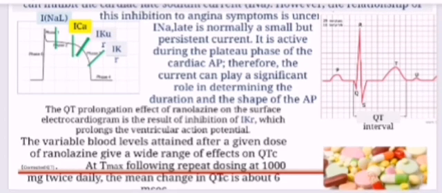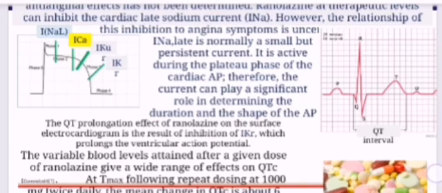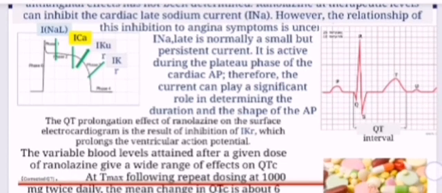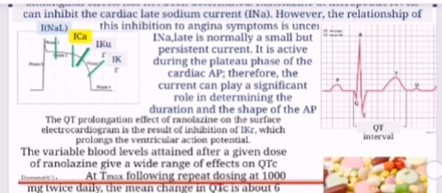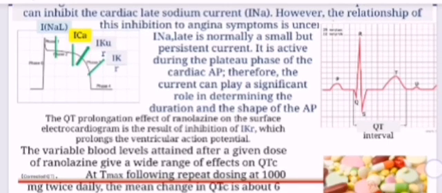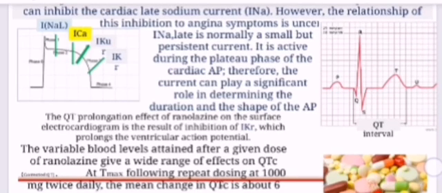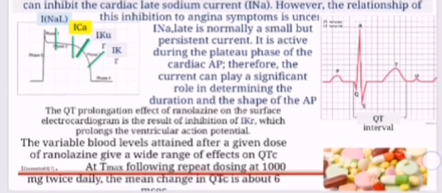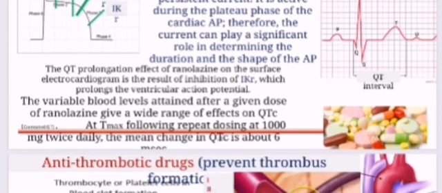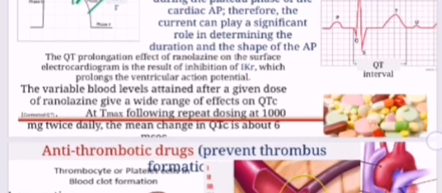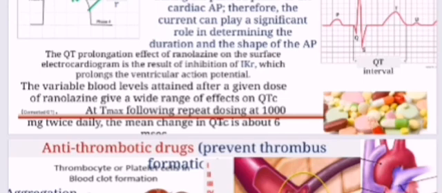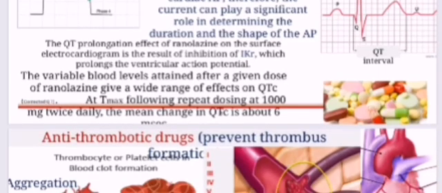During the QT interval, it causes prolongation. The QT prolongation effect of ranolazine on the surface electrocardiogram is the result of inhibition of IKr, which prolongs the ventricular action potential. The variable blood level attained after a given dose of ranolazine gave a wide range of effect on QTc. At Tmax following refills at 1000 mg twice daily, the mean change in QTc is about 6.